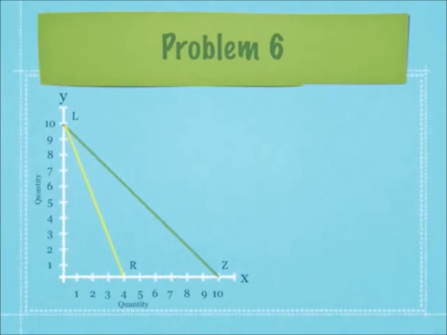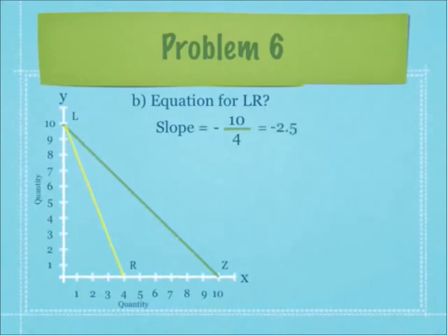The next question is, what's the equation of LR? The slope is 10 divided by 4, because that's where it touches the x-axis, the rise over the run again, and we have negative 2.5. So the equation becomes y is equal to 10 minus 2.5x. The 10 once again, when x is 0, y is 10.